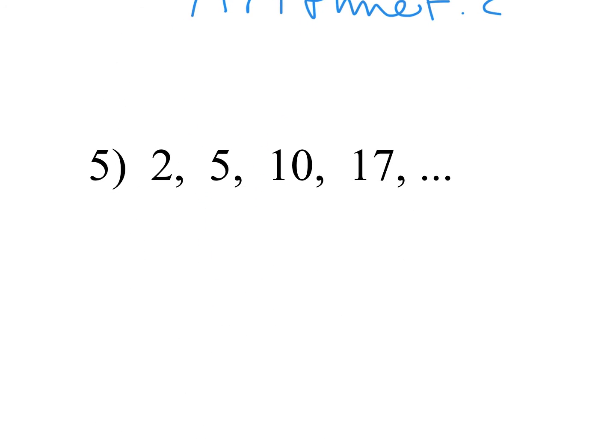See number 5. What are we adding to get from 2 to 5? Adding 3. Are we adding 3 to get from 5 to 10? No, we're not. So it's not arithmetic. Let's check multiplying. What are we multiplying to get from 2 to 5? 5 over 2. We just take the second term divided by the first one. If we multiply 5 by 5 over 2, do we get 10? No. So is this arithmetic, geometric, or neither? Neither.